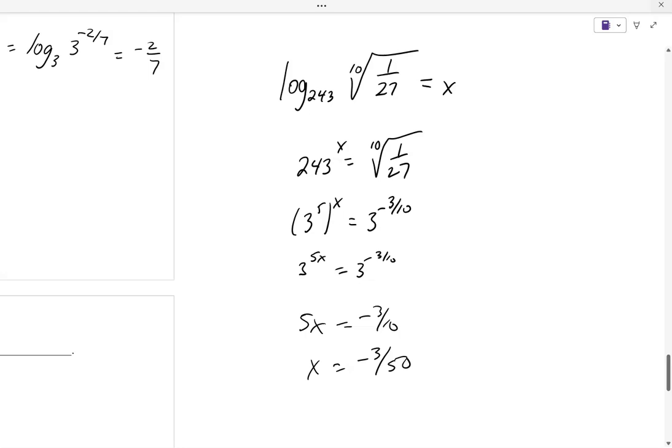And like I said, I think it would have been difficult to recognize off the top that the 10th root of 1/27 is 243 to the negative 3/50th power. That seems hard to do at the start, right? So that's why it's a little bit easier here to rewrite it in exponential form and get the same base on both sides. And then figure out what the x has to be.